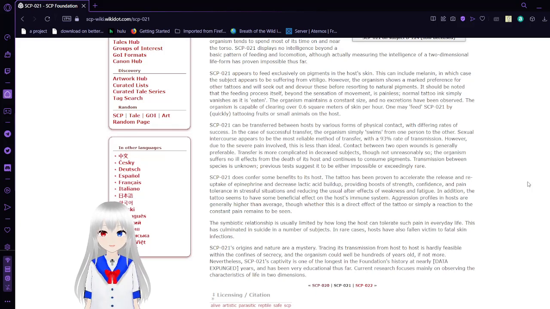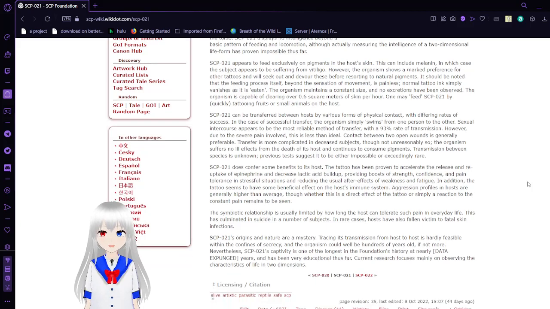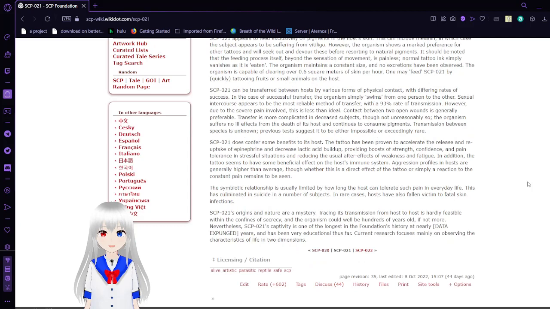The organism is capable of clearing over 0.6 meters of skin per hour. One may feed SCP-21 by quickly tattooing fruits or small animals on the host. SCP-21 can be transferred between hosts by various forms of physical contact, with differing rates of success. In the case of a successful transfer, the organism simply swims from one person to the other.